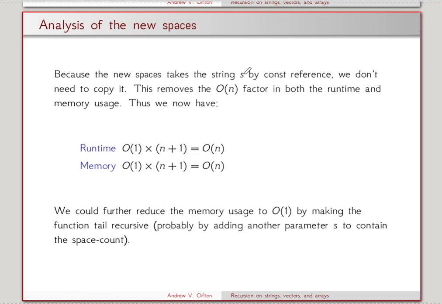Because the new spaces takes the string s by const reference, we're not copying it there. So the parameters don't take O of n time, they take O of 1 time. So inside of the calculation, that replaces the O of n with an O of 1. We have O of 1 times the height of the recursion tree. That height is O of n. And then the memory usage is also O of n, and that's only because we didn't bother to make this one tail recursive.